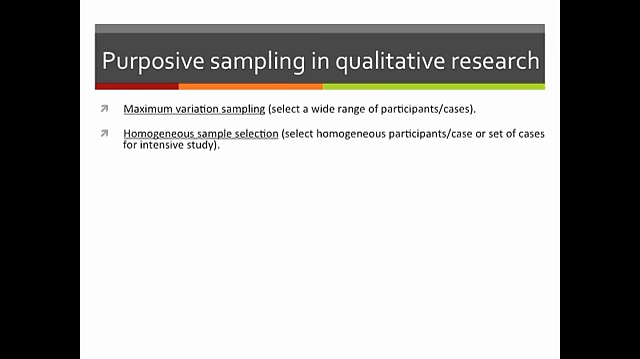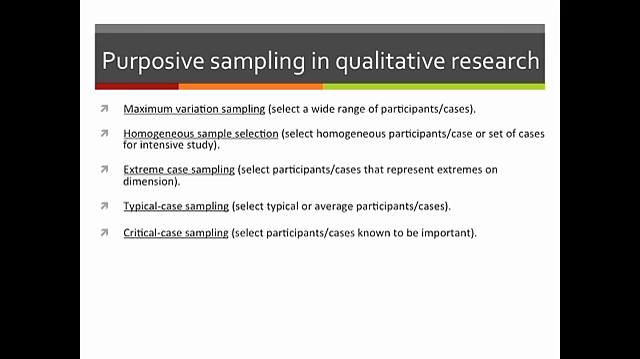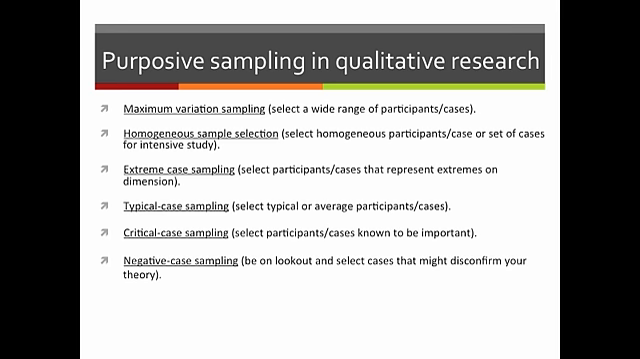Maybe you want a homogeneous sample, so you select homogeneous participants or cases that you really want to intensively study. Perhaps you want to select extreme cases, participants or cases that represent extremes on whatever dimension you're interested in studying. Maybe you want to identify a typical case, the average participant or average case within your phenomena of interest. Sometimes qualitative researchers use critical case sampling, selecting participants or cases that they know are especially informative.